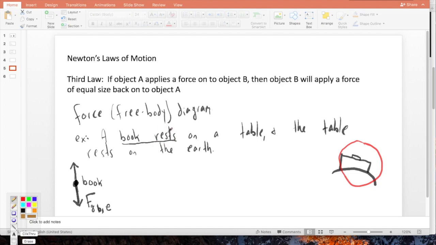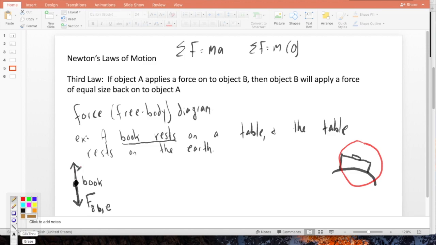It has no acceleration. So if the acceleration is 0, let's think back to Newton's second law. The sum of all the forces acting on the object equals the mass times the acceleration. Well, I know that the acceleration is 0 in this situation. The book is resting. So what does the sum of the forces have to be? The sum of the forces must be 0 as well. 0 times the mass is going to be 0. These forces will add up to completely cancel each other out.